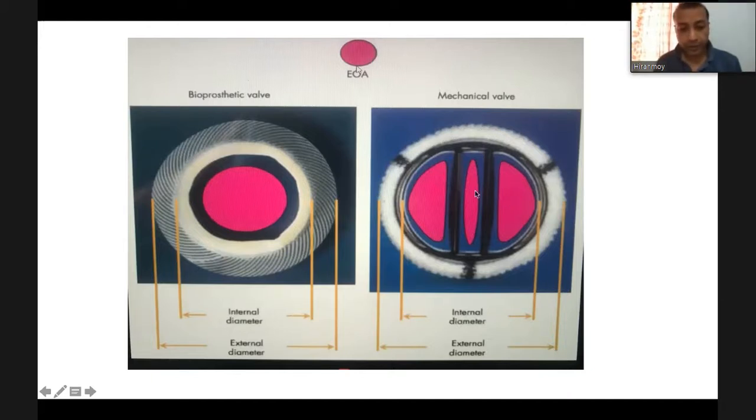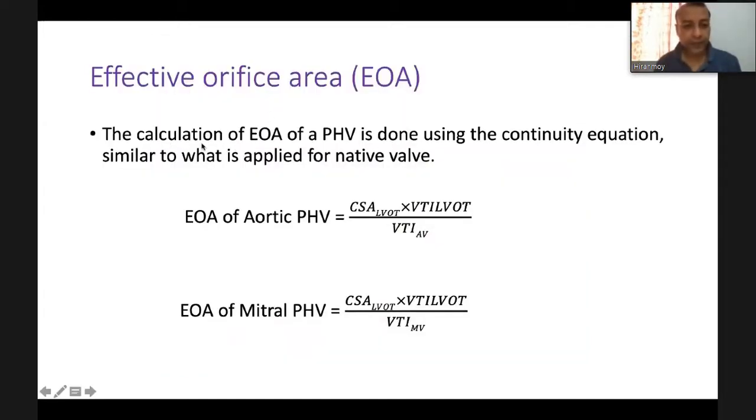So we can also calculate the effective orifice area. How can we do it? The calculation of effective orifice area of a prosthetic heart valve is done using the continuity equation, similar to what is applied to a native valve. You already know how to measure it. It is the same equation we were using for the native valve. Effective orifice area of an aortic prosthetic heart valve is the cross-sectional area of LVOT times the VTI of LVOT divided by the VTI of the aortic valve. The cross-sectional area of LVOT, as I already know, is pi r square, and VTI of LVOT is done by pulse wave Doppler, and VTI of the aortic valve is done by continuous wave Doppler.